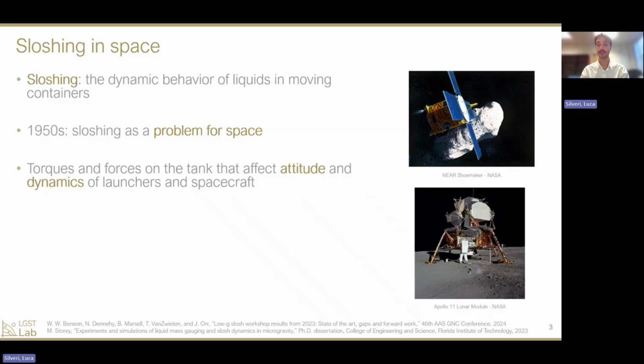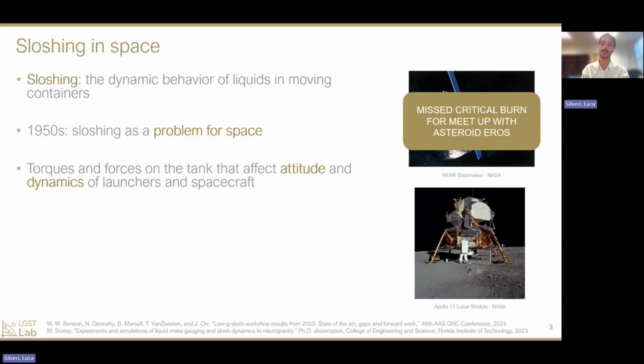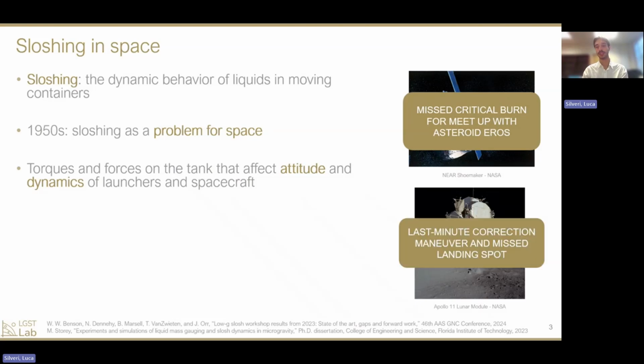The NEAR Shoemaker spacecraft by NASA missed the critical burn for meetup with the asteroid Eros, and this was caused by sloshing and generated a delay in the mission of almost a year. And the second example is the Apollo 11 lunar module, which had to perform a last-minute correction maneuver, missing the original landing spot. And one of the plausible causes for this was sloshing.